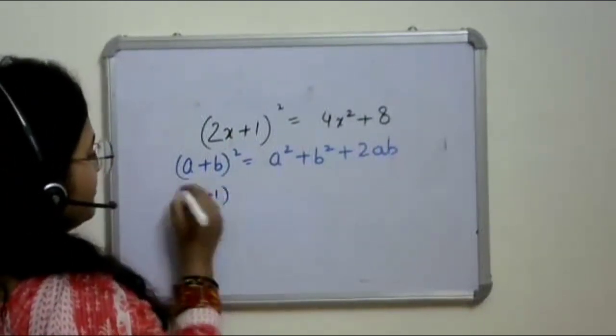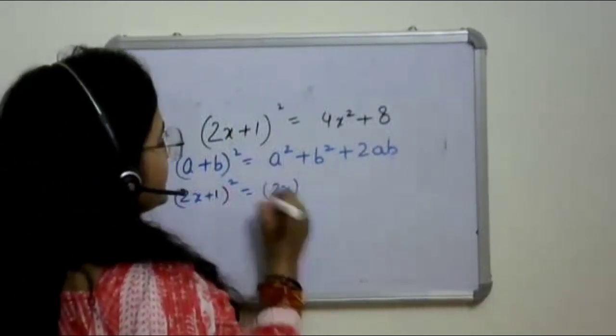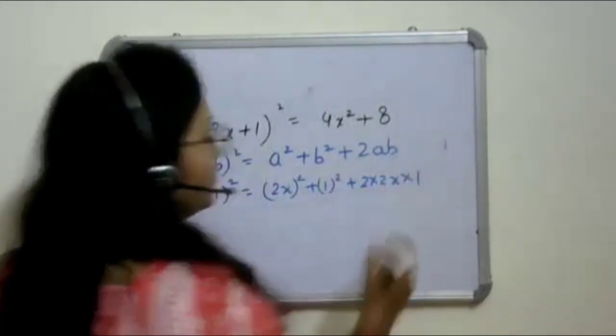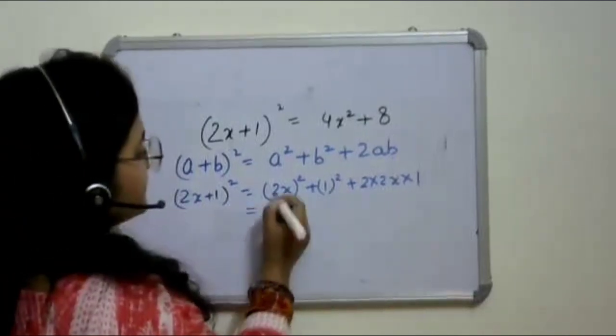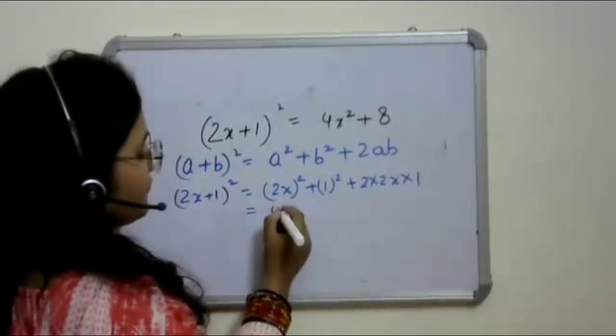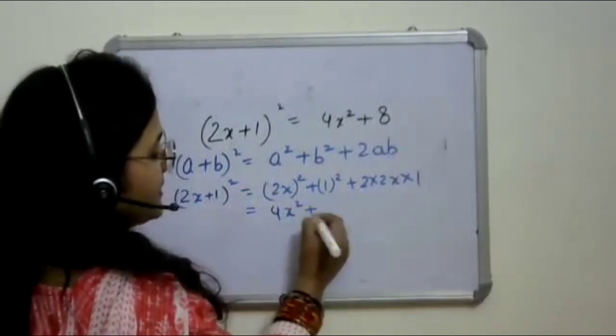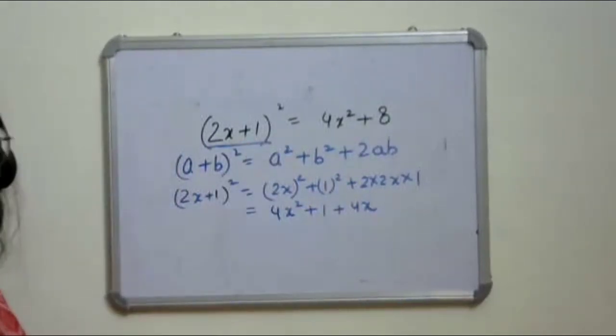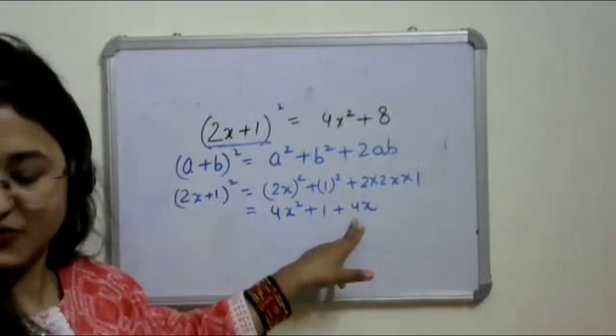(2x plus 1) whole square equals (2x) square plus 1 square plus 2 into 2x into 1. Similarly, just write down the square of 2, that is 4, square of x, x square, plus 1 plus 4x. So the given term can be written as 4x square plus 1 plus 4x, isn't it?